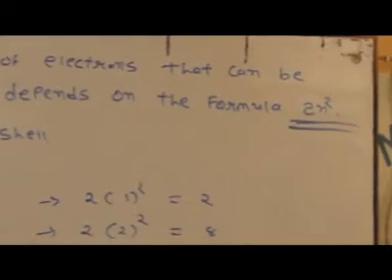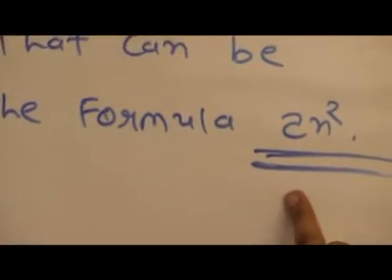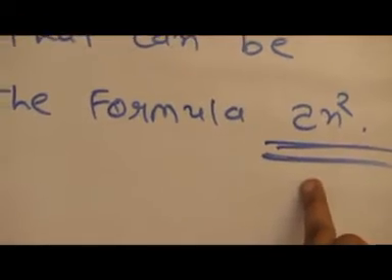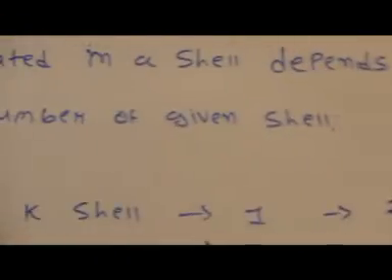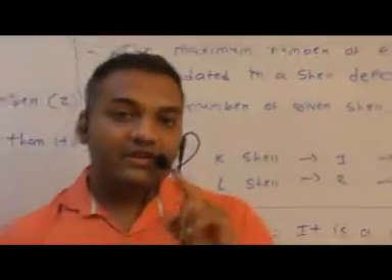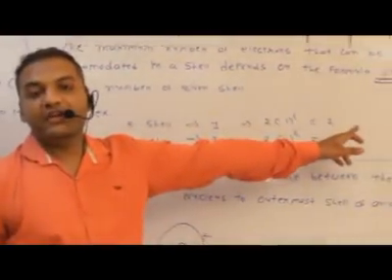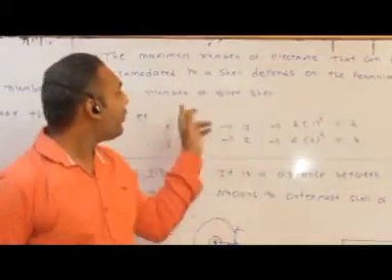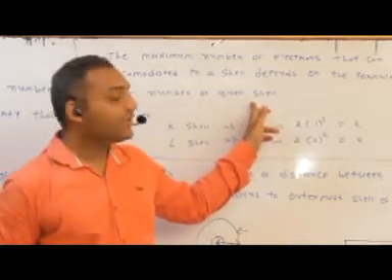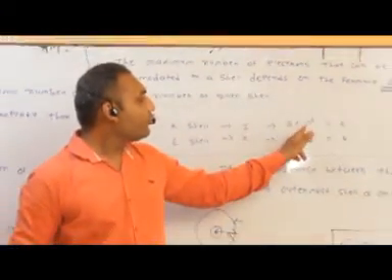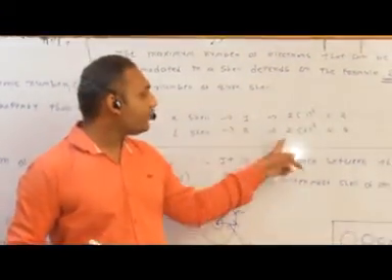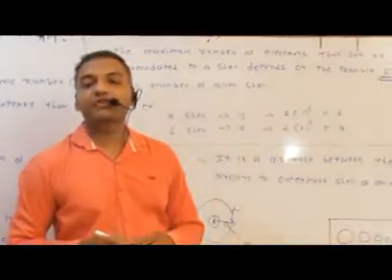How many electrons are present in a shell? We use this formula, 2n square. Based on this formula, we calculate the number of electrons present in each shell. For example, 2n square, where n is the number of the shell. For 1 square, it means 2, and for the second shell, 2 into 2 square is equal to 8.